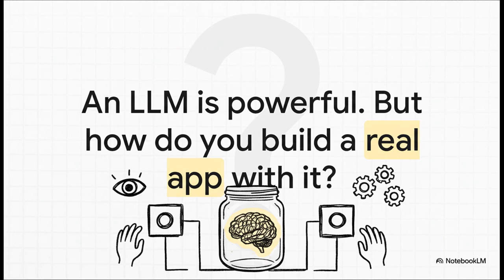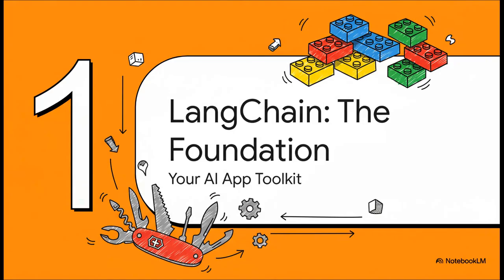It's got all this incredible intelligence, but absolutely no way to interact with the world or follow a multi-step plan. So how do you actually turn all that potential into a real application? Well, that's exactly the problem these frameworks are designed to solve. They're the scaffolding, the bridge that connects that AI brain to the real world. So let's kick things off with the one that really started it all, LangChain.